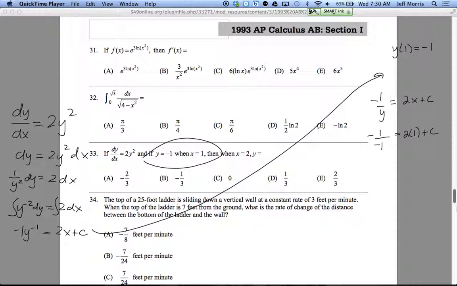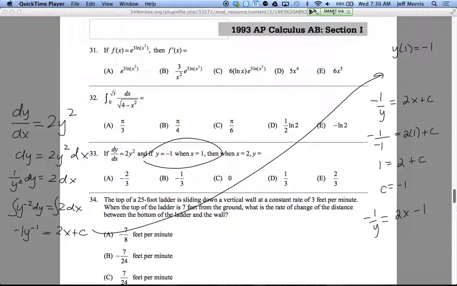It's one of the reasons I don't like doing it this way because it takes so long. It would have been so much better if we could have done start plus displacement. So much faster. So we're going to have positive 1 equals 2 plus c. What's c? How about negative 1? Okay, so now we've got negative 1 over y equals 2x minus 1.